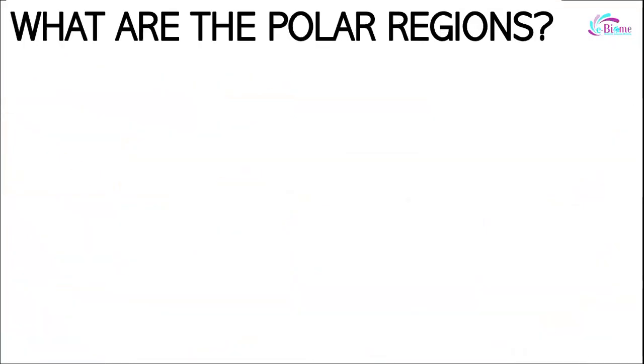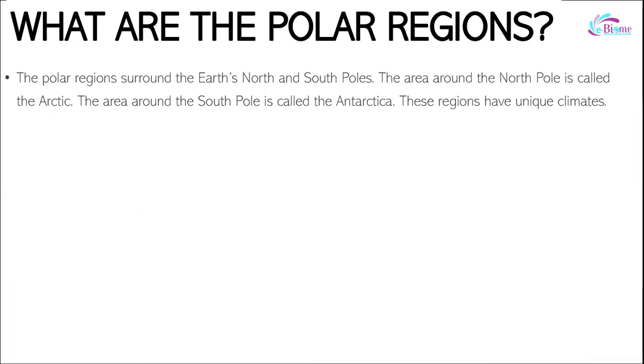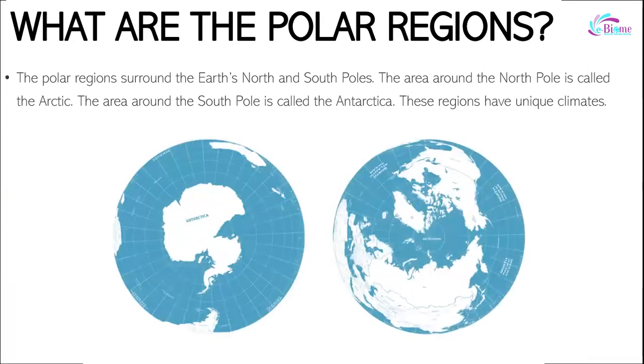As per usual, the first question that we ask ourselves is the what question. What are the polar regions? The polar regions surround the Earth's north and south poles, and these are the various areas around the world. The area around the North Pole is called the Arctic. The area around the South Pole is called the Antarctic. These regions have unique climates. As you can see on the screen, on the left, the Antarctic region is in the circle, and on the right, you have the Arctic region to the north.